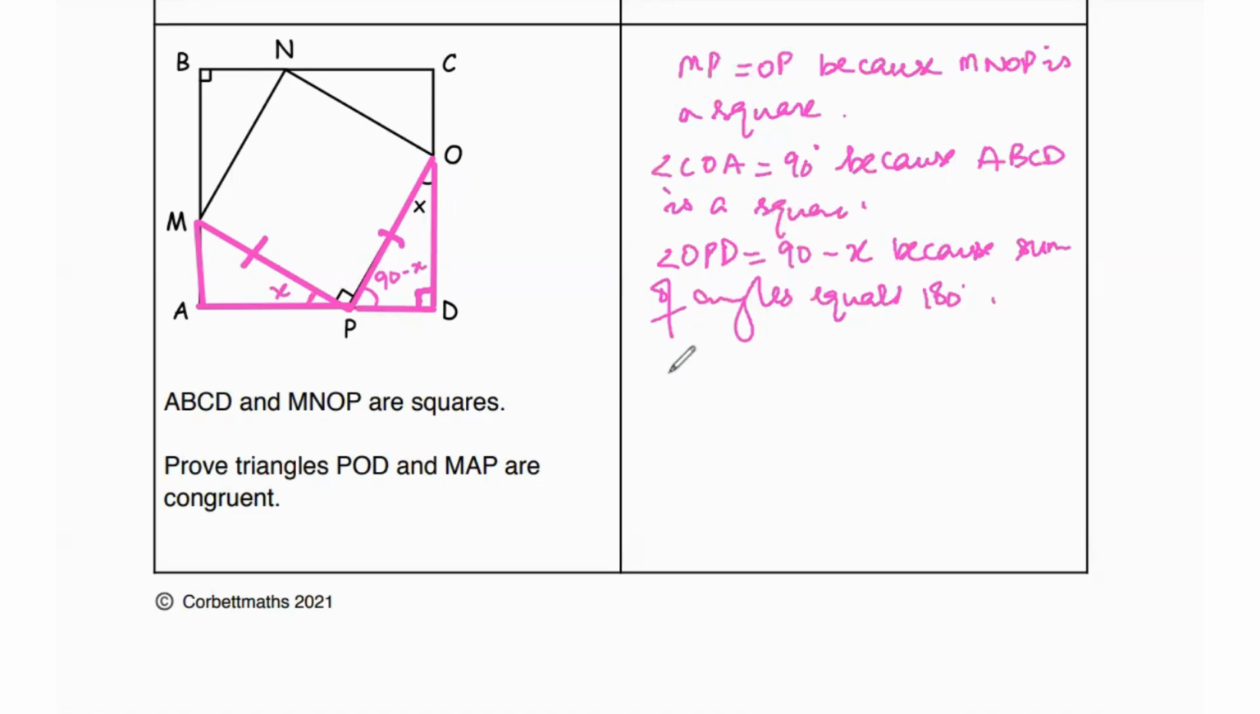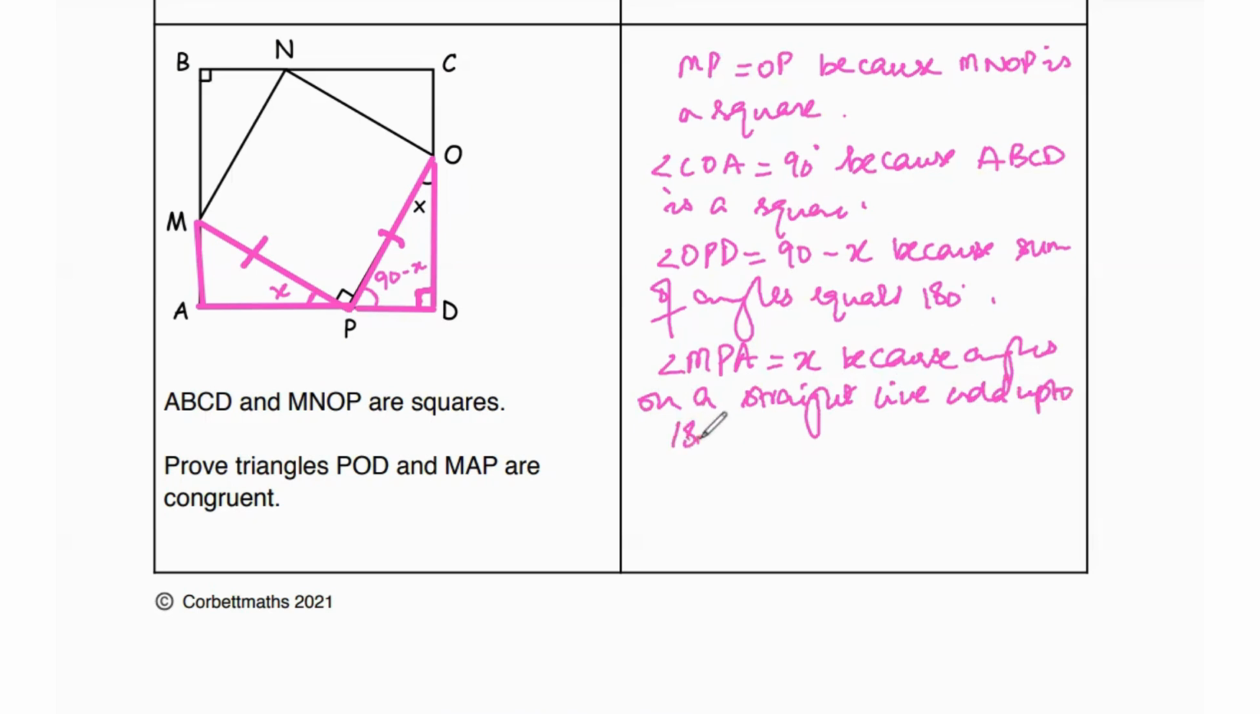Why? Angle MPA is equal to x because angles on a straight line add up to 180. So we got that covered. If this is x, this is also 90, and this is also 90 minus x. Which clearly shows that POD and MAP are congruent. And that is your answer.